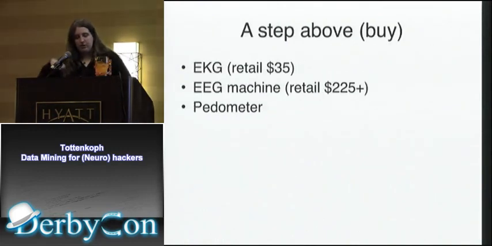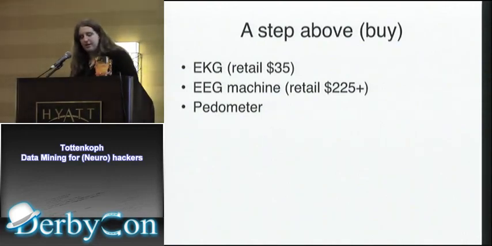You can also go a step above, buy your own EKG to track your heart rate. They retail at least $35 for the cheaper models. An EEG machine, which tracks your brain waves, those are about $225 plus. And then a pedometer, which, how cheap are they now? They're probably like 10, 15 bucks plus.